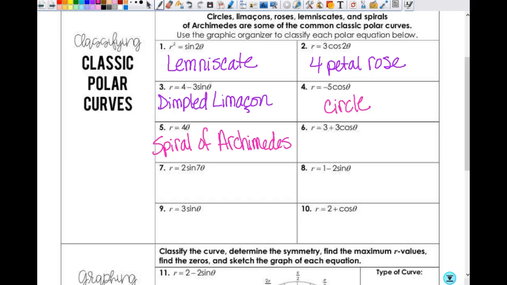All right, so we got the 3 plus 3 cosine theta, which means throws it into the limacon category. What kind is it? Cardioid. Okay, so the cardioid is the only one that doesn't have limacon in the name. So we usually write it on in parentheses there. Okay, so that makes sure that we know the category it's in.